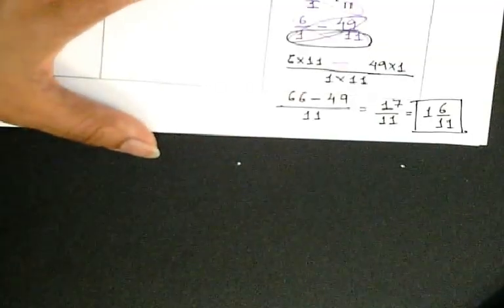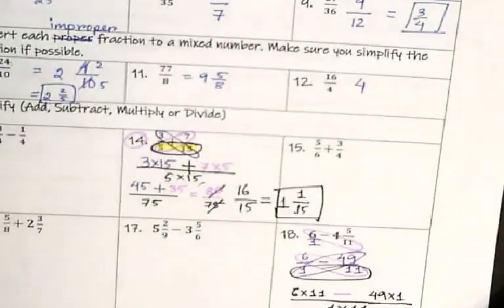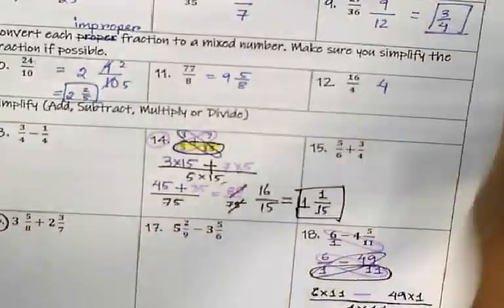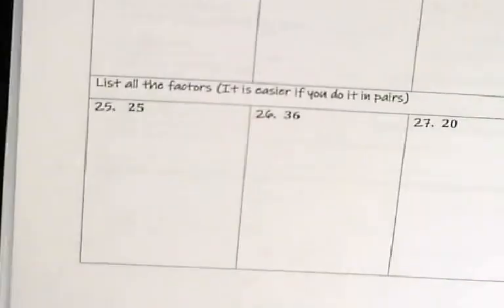Question. All right. If there is no question, you are going to work on number 13 through 24. I have the answer key over here, so once you are done, you can bring it and you can check all your answers with mine.